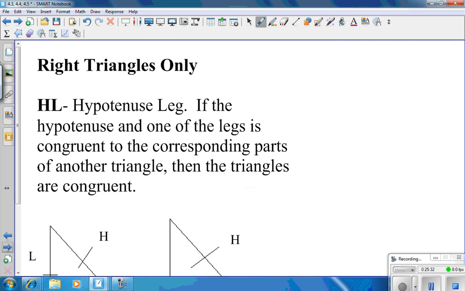Okay, last one, and this is different. This only works with right triangles. If it's not a right triangle, you cannot use this. And sometimes in right triangles, you don't need to use it. But if it's a right triangle, check it out. It's called HL, hypotenuse leg, and it means this.